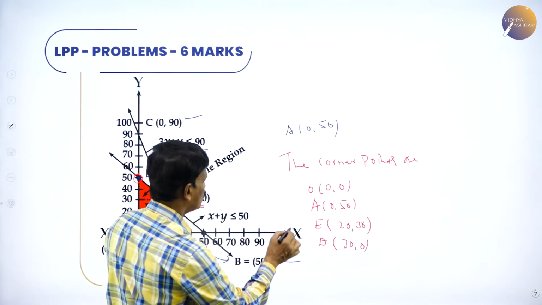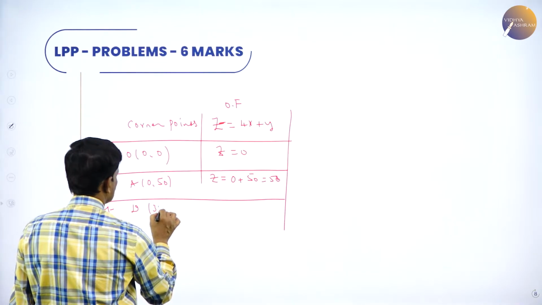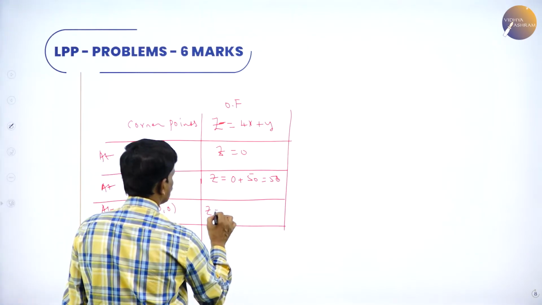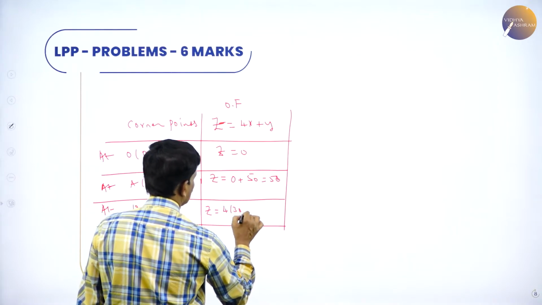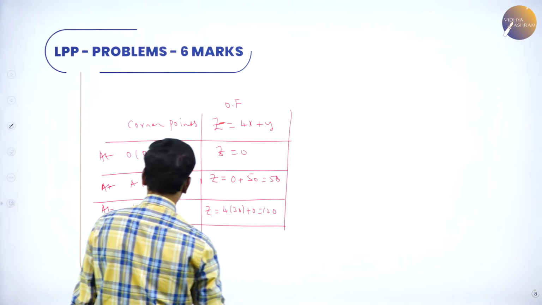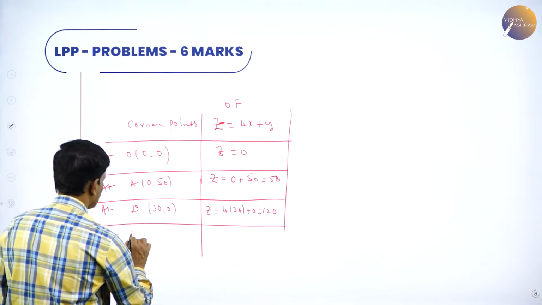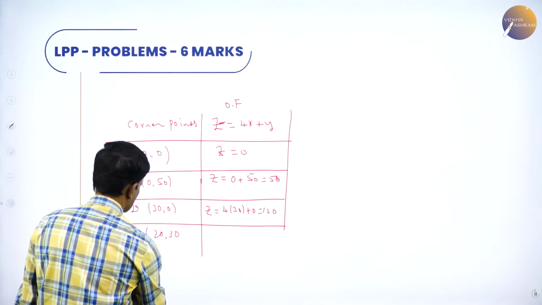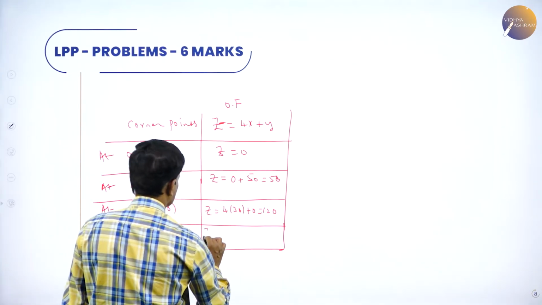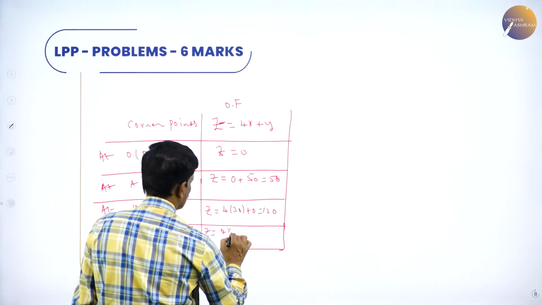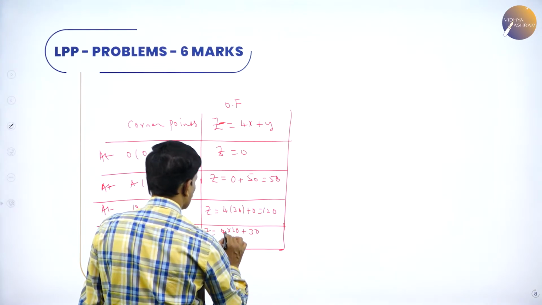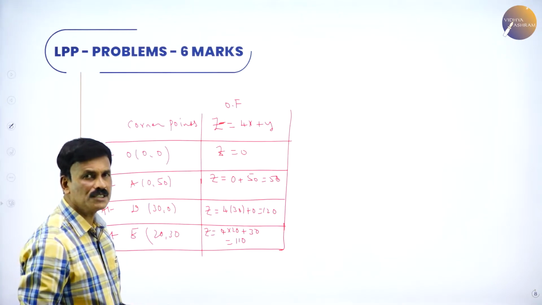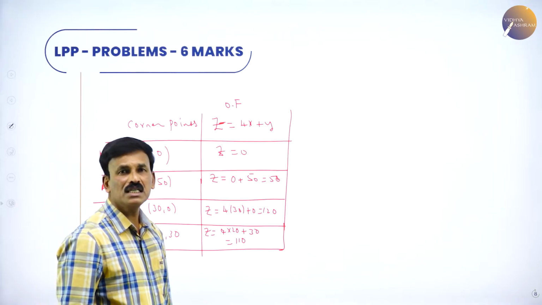Next, what is the point we have? D, at D, 30 comma 0. Z is equal to 4 into 30 plus 0, which is equal to 120. Again at E, what is E? E is 20 comma 30. Z is equal to 4 into 20 plus 30, which is 80 plus 30, equal to 110. Okay.